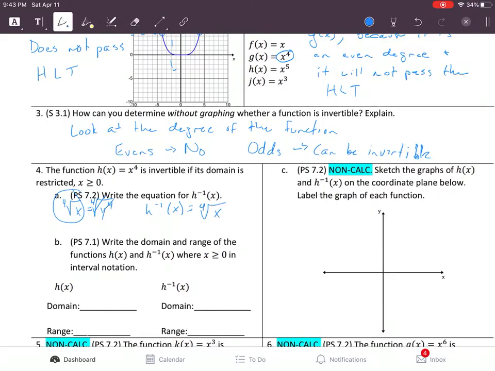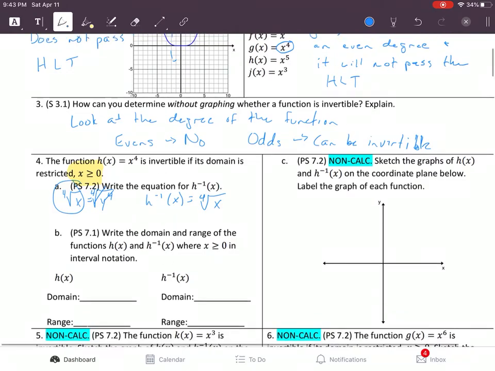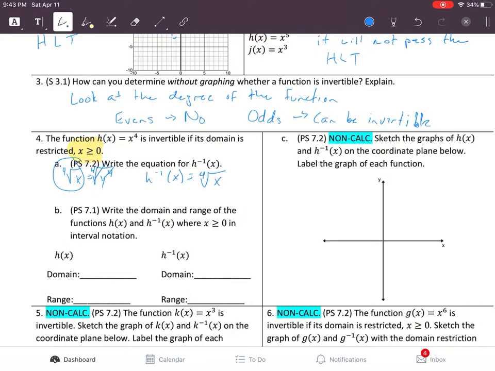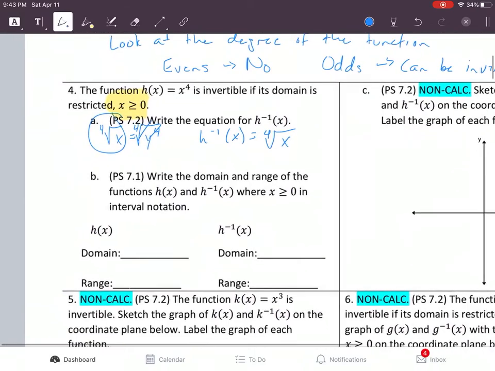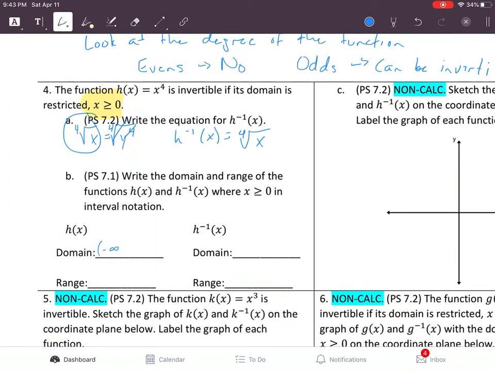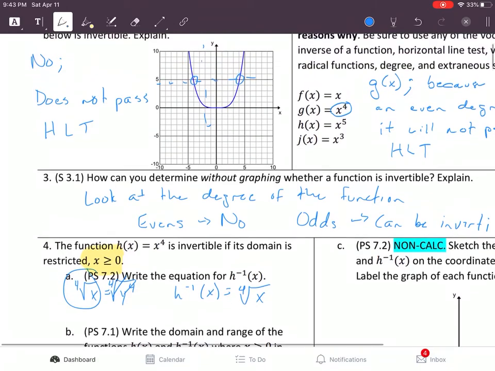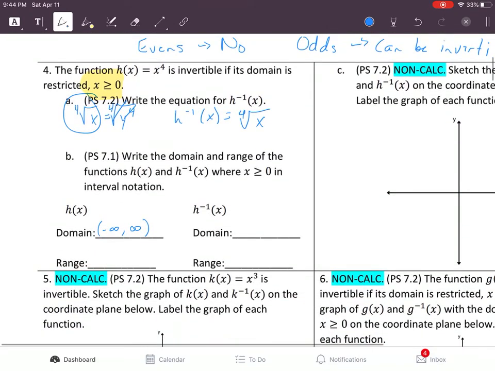The reason why we can do the inverse of this is because we restricted its domain, to be x greater than or equal to 0. Since we restricted what we're looking at on the graph, we can invert the equation. For the regular function h of x, which is x to the 4th, the domain is negative infinity to positive infinity, and the range, since it's almost like the graph up at the top in question number 1, is going to start at 0 and go up.